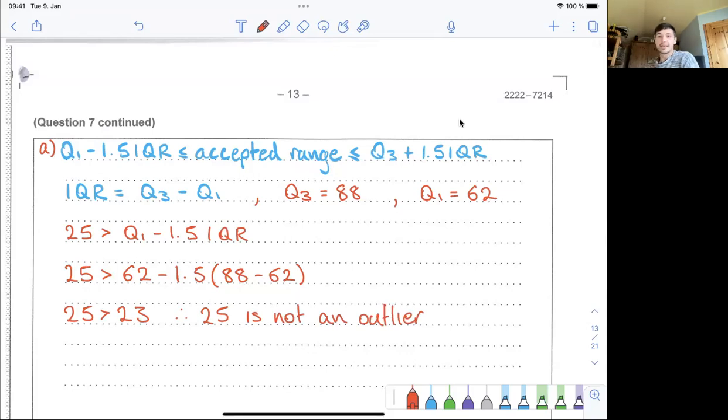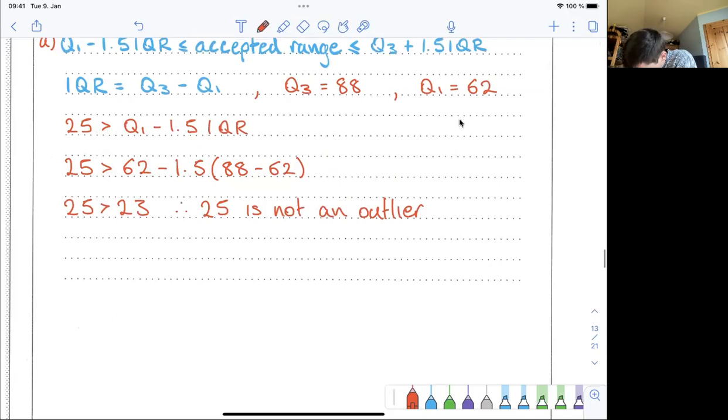Cool. All right, so there is the answer to part A. Once again, I'll stress remembering this off by heart, or notably just the lower limit and the upper limit for an outlier. And this formula here for the interquartile range is in your formula booklet, but it would be worth memorizing and knowing off by heart. Okay, let's move on to part B.